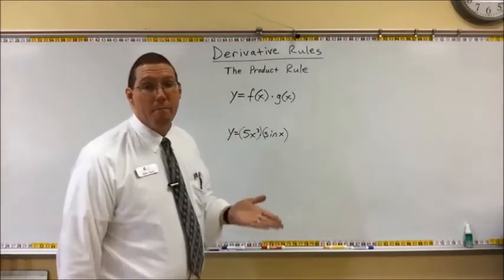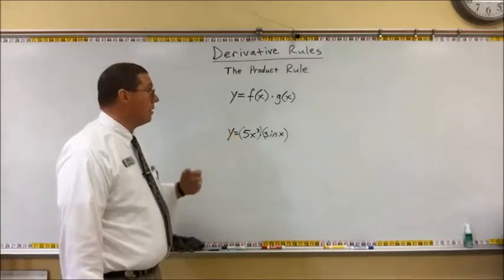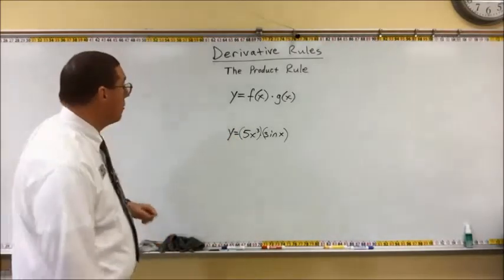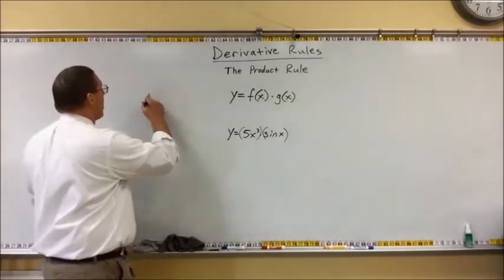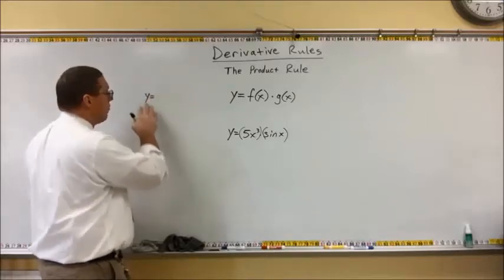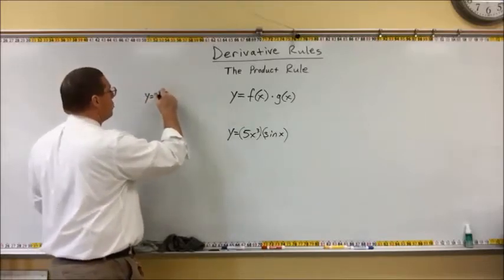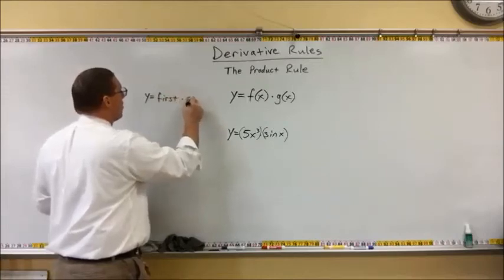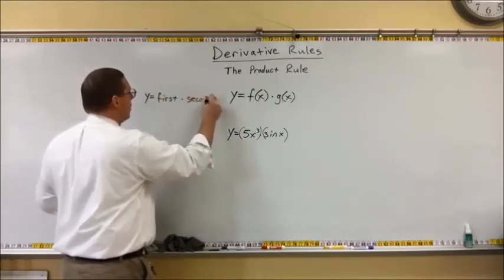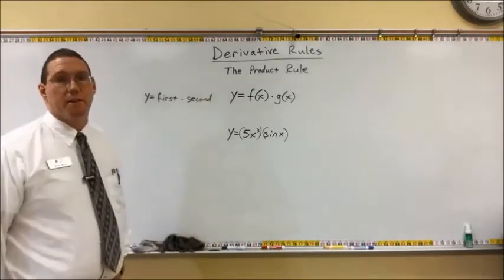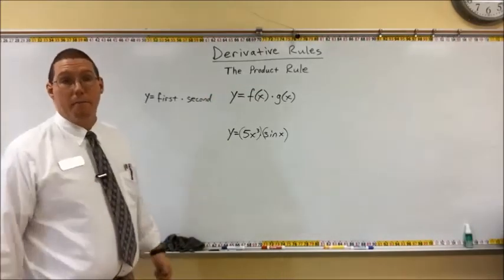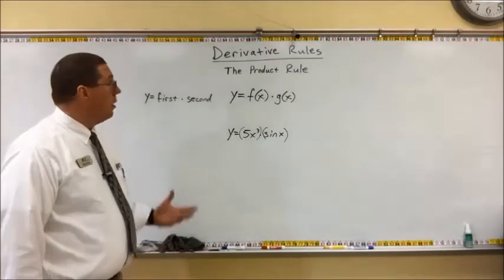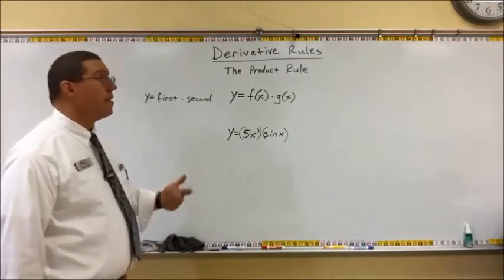Now, I have my own way of describing this, and if you want to use my way, then I'm fine with that. What I do is I say that y is equal to the first function times the second function. Okay, the first function times the second function. That's how I think about it in my mind. Okay? Now, let me tell you what the derivative is not.